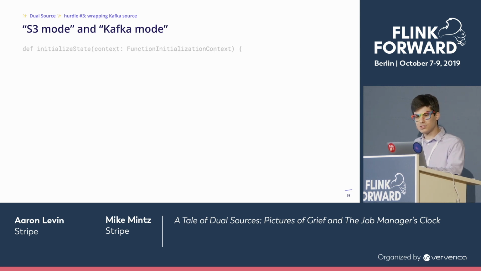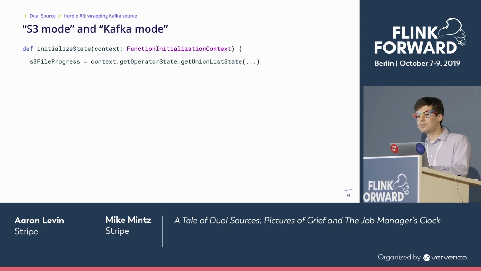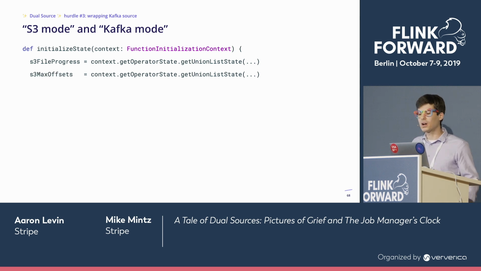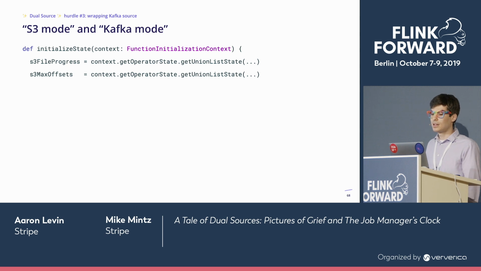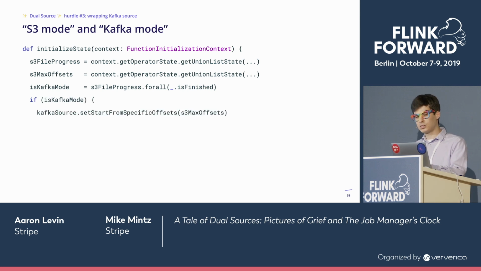When our dual source starts up in the initialize state method, we first load our operator state from the latest checkpoint. We get the status of all the S3 files we've been bootstrapping from, as well as the maximum Kafka offsets we've seen in those files. This is enough information to decide whether to start in Kafka mode, and if so, which offsets to start from.